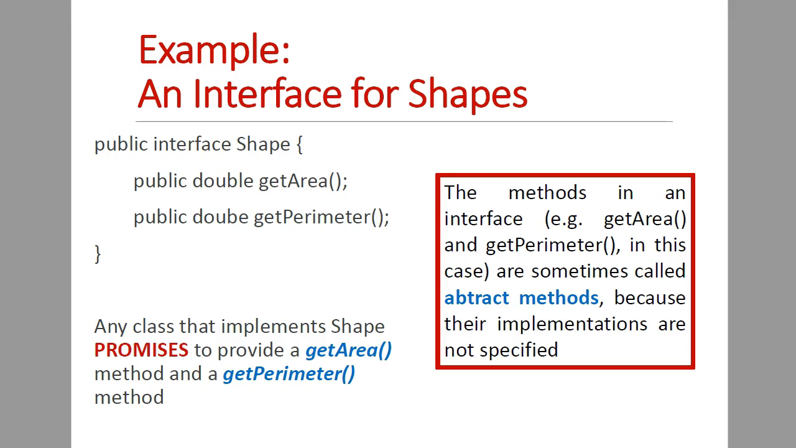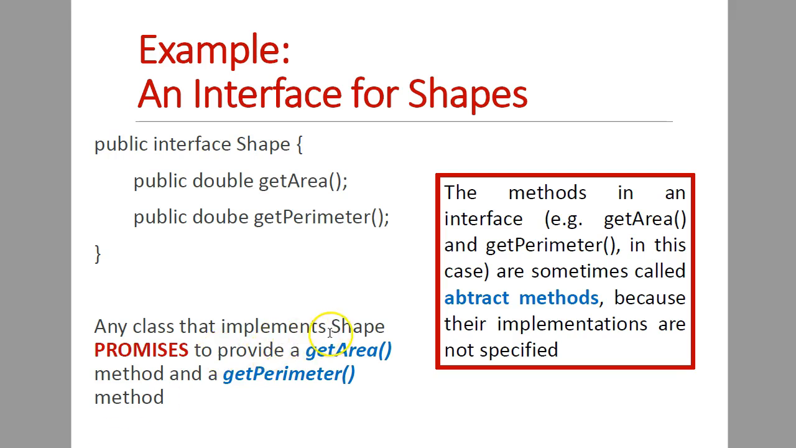and you can implement a Rectangle. The area is length times width, and the perimeter is twice the length plus twice the width. And so they're completely different implementations, but they provide the same interface. Some terms here: these methods, because they're not actually implemented here, are called abstract methods.